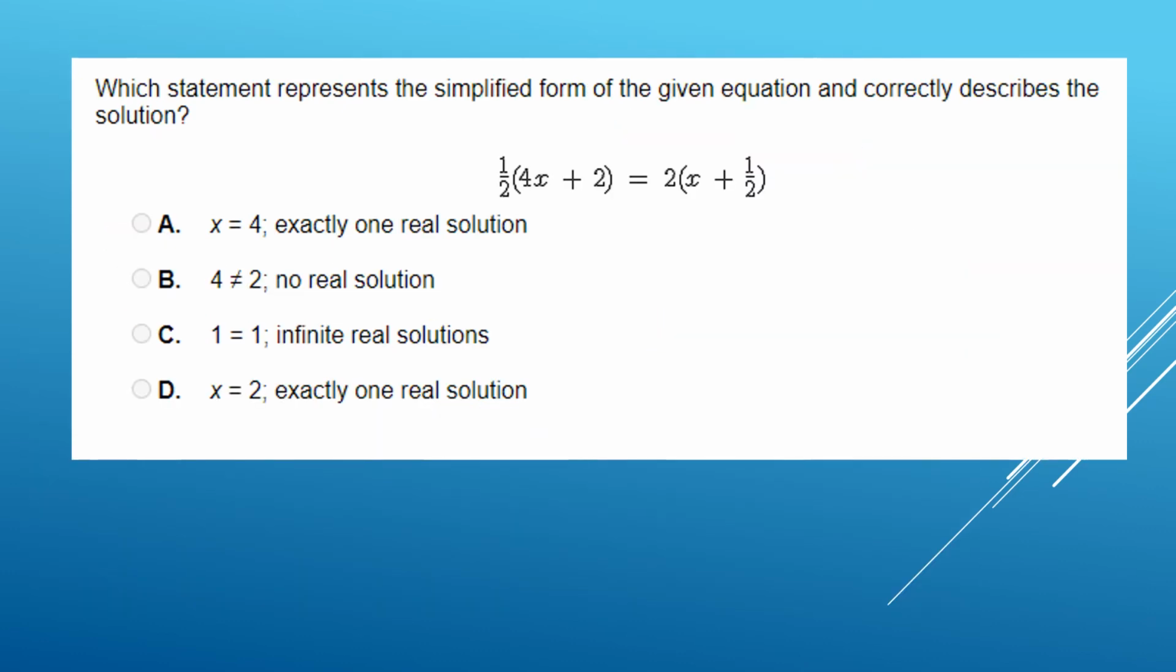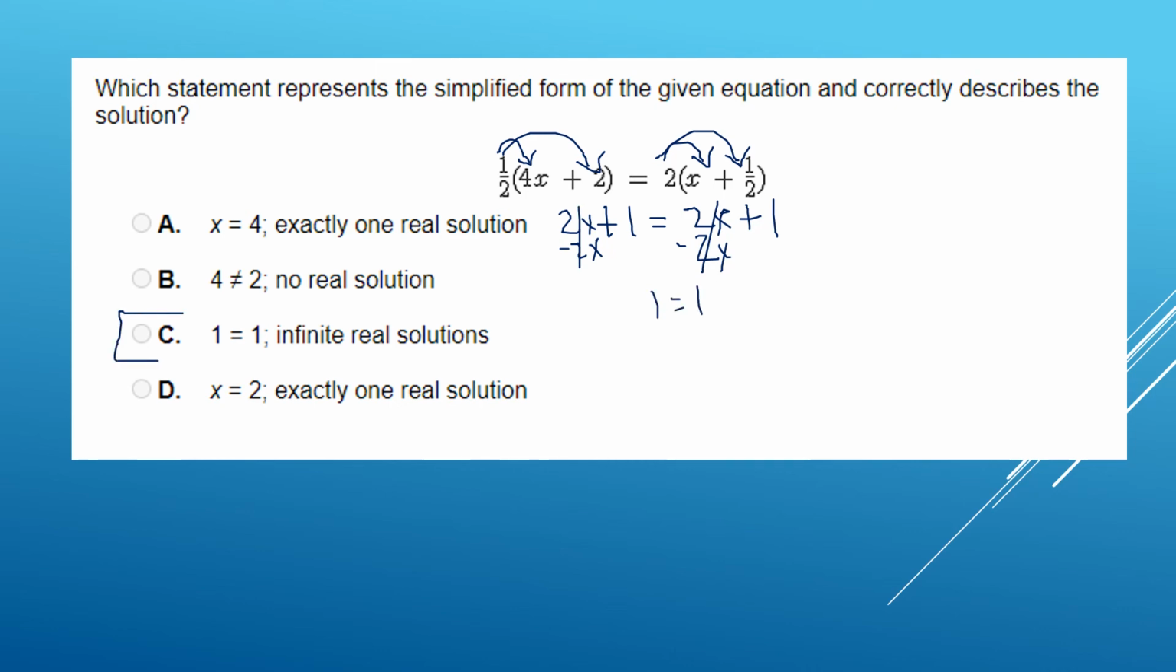Which statement represents the simplified form of the equation and correctly describes the solution? So let's go ahead and spread the wealth. Okay, so 1/2 times 4 is 2. 1/2 times 2 is 1. 2 times x is 2x. 2 times 1/2 is 1. Because these two are the exact same, if I subtract 2x from both sides, I do get 1 equals 1. And that means infinitely many solutions, or infinitely real solutions.